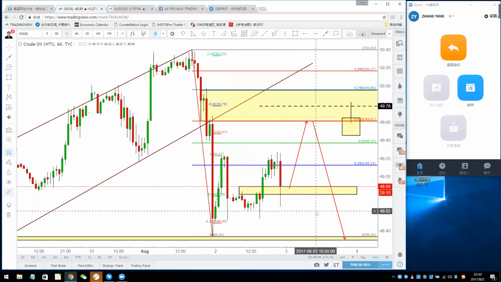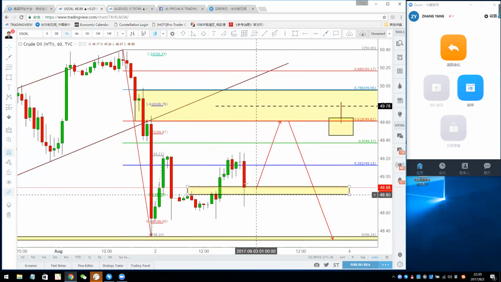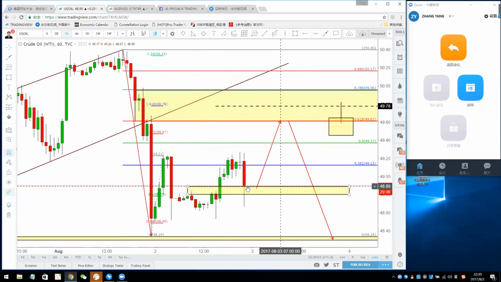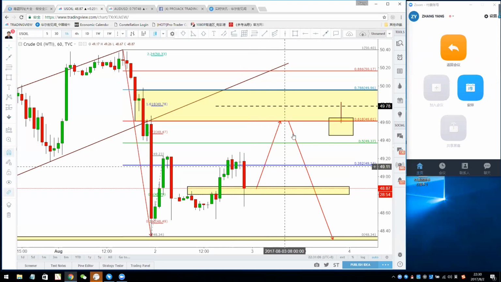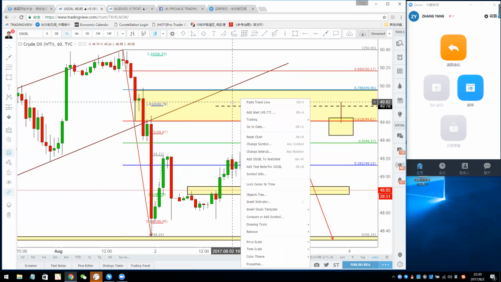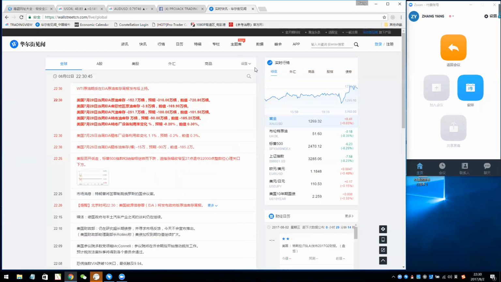It goes up. So we can see this area is what we marked for today. Just watch for the closing price of this 1 hour candle, see whether it can break through or it fails to break through. If it fails to break through, we may consider buying and aim for 49.61. All right.